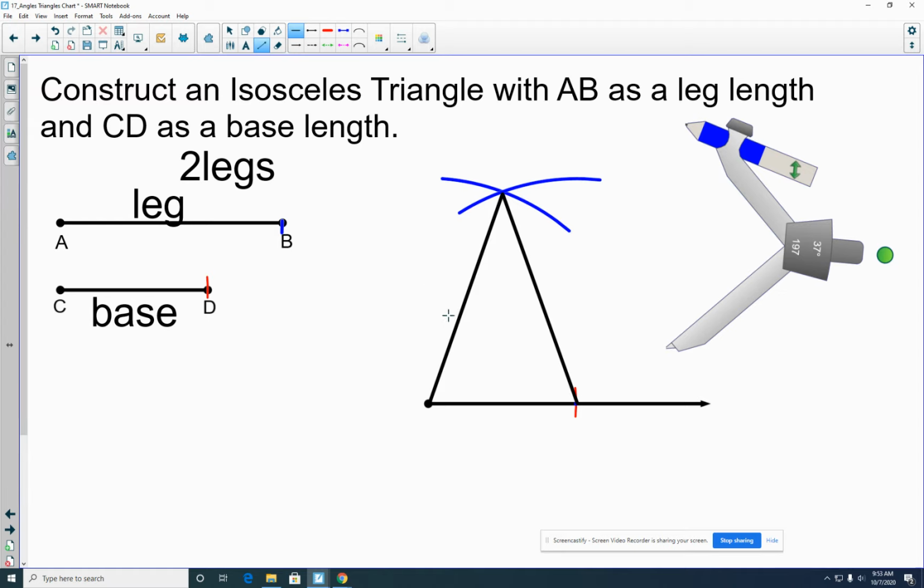And the legs are equal. Base angles would be equal. And then we have our vertex on top. So I wanted to actually do this all like this. And there you go. Okay. Remember, this is a video. Pause, rewind, do whatever you need to make sure that you're following along.